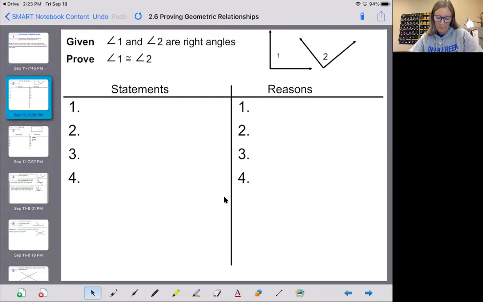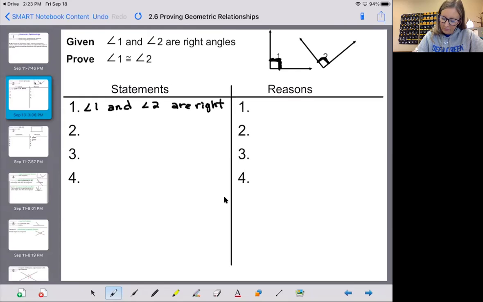So let's get going. All right, so our first proof, we are given angle 1 and angle 2 are right angles. If you look over to the side, they give us a picture there. They say angle 1 and angle 2 are right angles. And so I'm going to go ahead and just draw that on there, draw that little right angle symbol. And in my first line, of course, I'm going to say angle 1 and angle 2 are right angles. And as always, my first line has a reason as given.